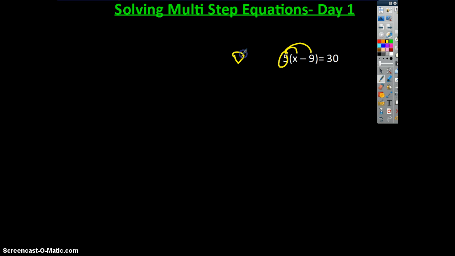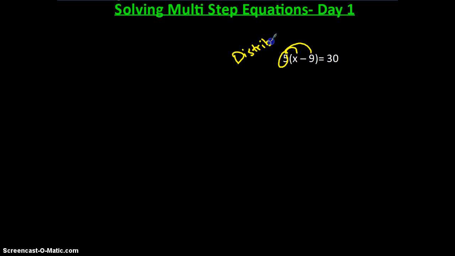So when I use this distributive property, we are actually using multiplication. So we have to follow rules of multiplication. So in this case, I need to take 5 times x, which we know just gives us that 5x. And now it is 5 times, this in here is a negative 9. Remember, we take the sign with it. So 5 times negative 9 is a negative 45. And now that's equal to 30.